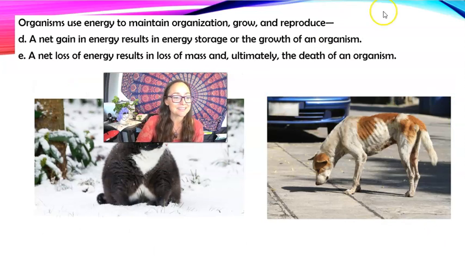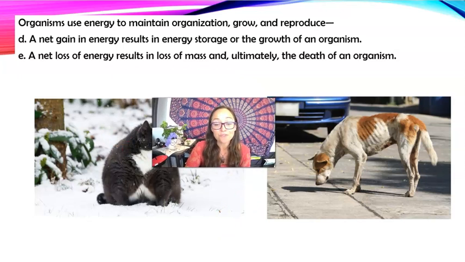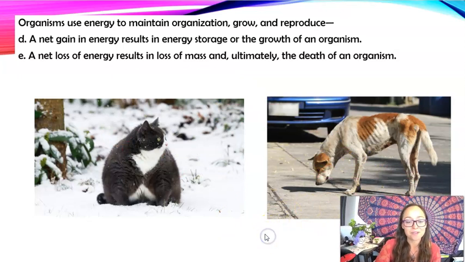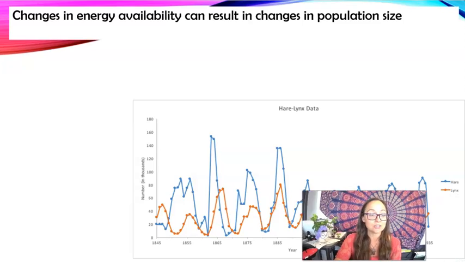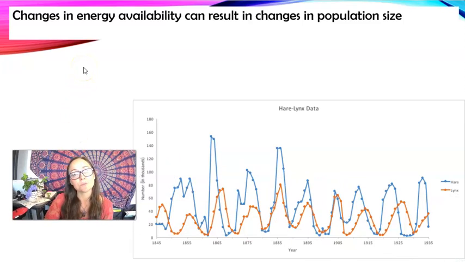All right, now if we look at this next one about energy, so a net gain in energy results in energy storage or growth of an organism, but a loss in energy results in loss of mass or ultimately death of an organism. I think that's hopefully a common sense standard. Okay, and then we look at changes in energy availability can result in changes in population size. So I chose the predator-prey relationship graph to explain this standard, because when we think about changes in energy availability, if you are the predator, your prey is your available energy.